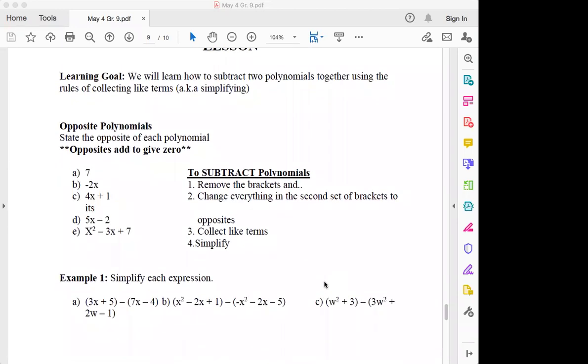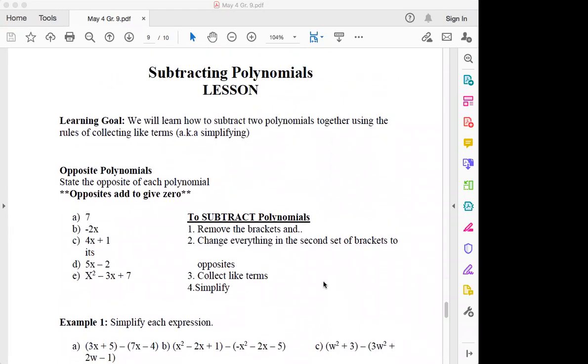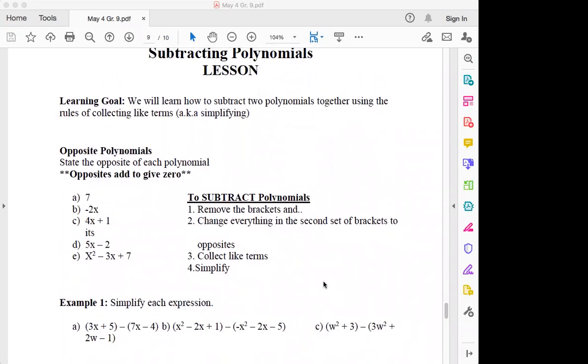Okay, so now we're going to look at subtracting polynomials. So this is a little bit different than adding the polynomials because when you remove the bracket, everything changes to the opposite. And then you're going to collect your terms and simplify.